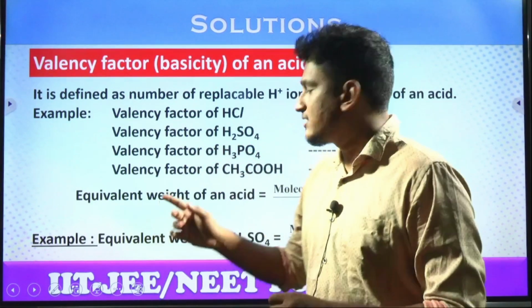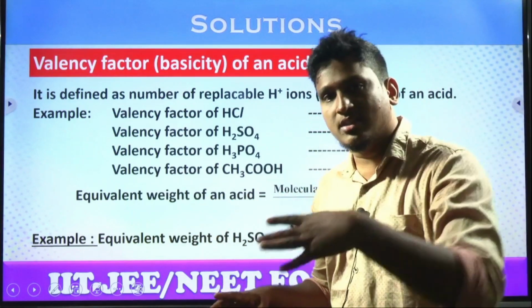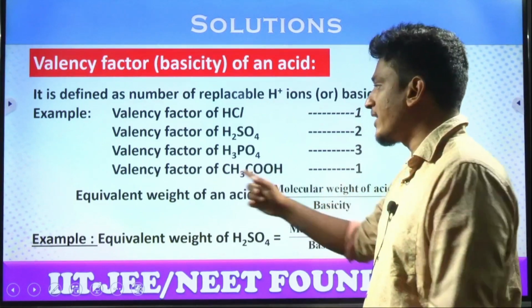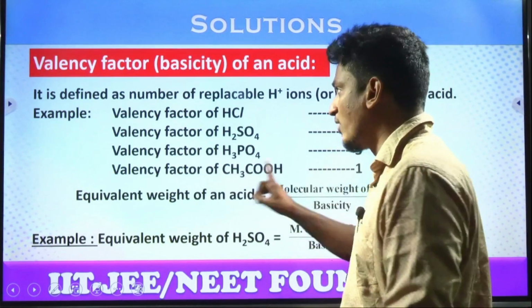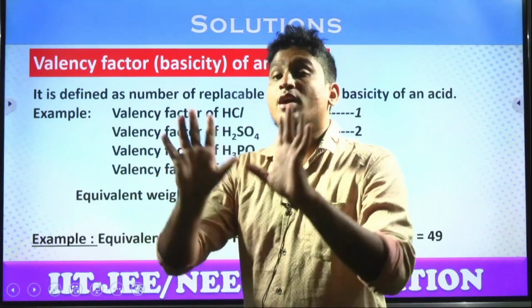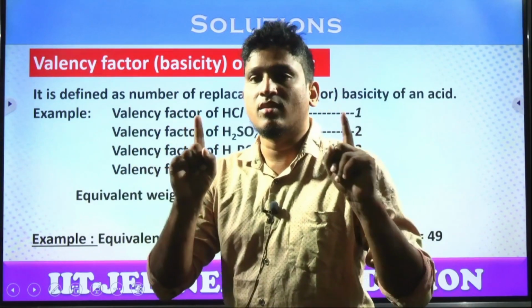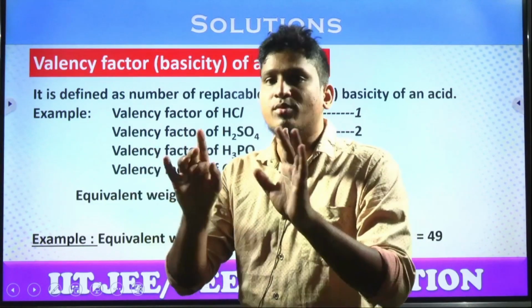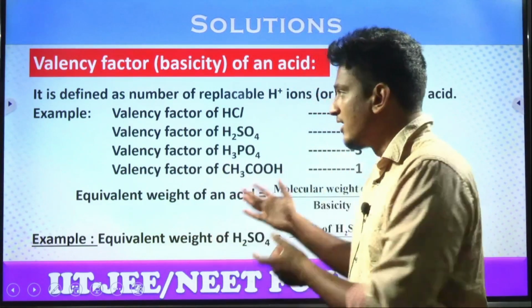Acetic acid contains 4 hydrogens. Do 4 hydrogens release? No, it releases only 1 hydrogen which bonds with oxygen. So what is the valency factor of acetic acid? Which is 1. Sir, why do we need equivalent weight? That I will explain in the coming slide. We have one more concentration expression that is called normality. There we use this equivalent weight. So first of all, we need to study what the equivalent weight is and how to calculate it. That's what we are doing.